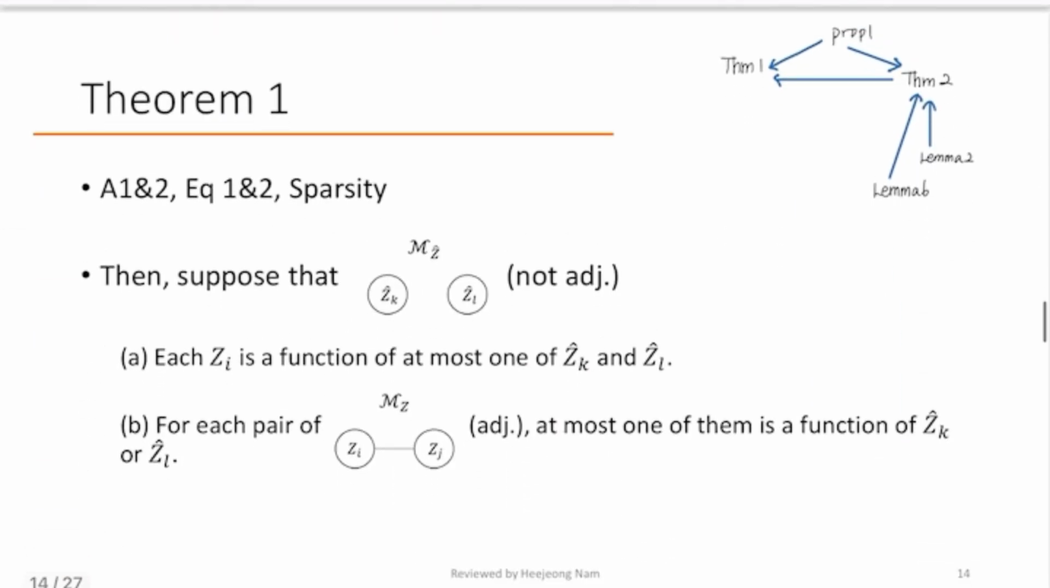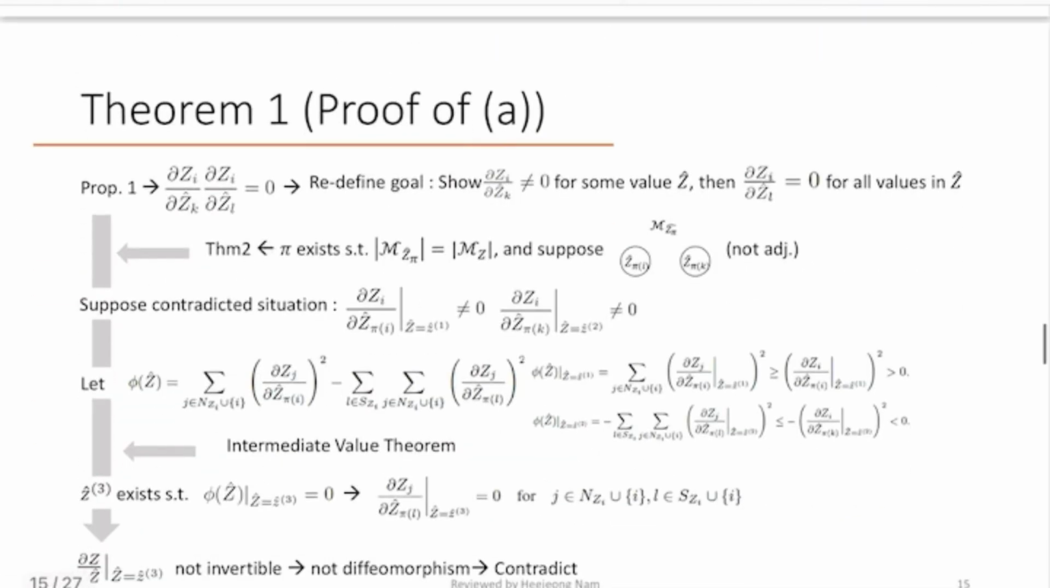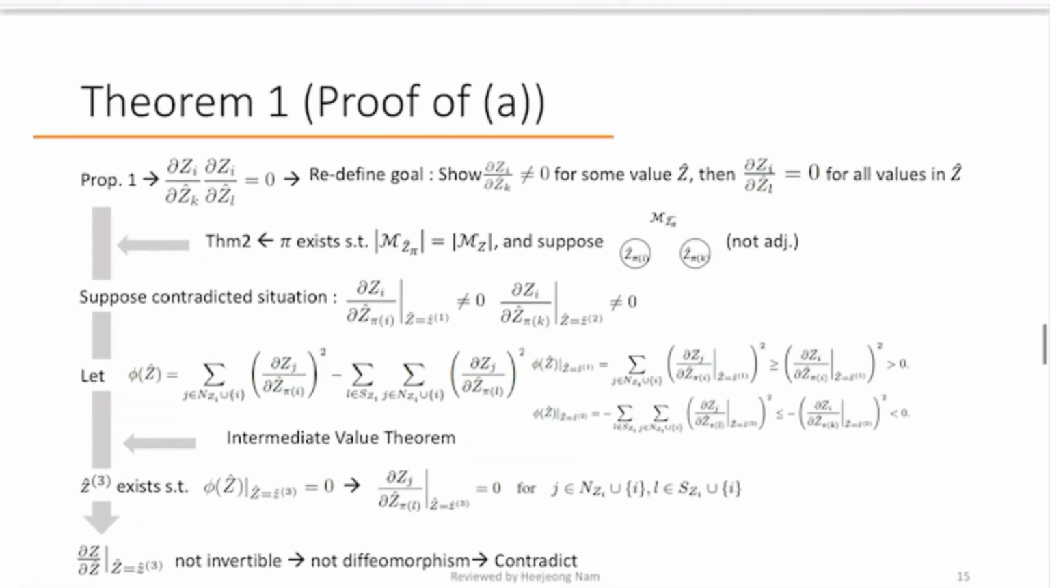And now let's move on to theorem 1. Theorem 1 also requires assumptions 1 and 2, and they follow equations 1 and 2, and it also assumes sparsity. Then, if we suppose that zk hat and zl hat are not adjacent, each zi is a function of at most one of zk hat and zl hat, and also for each pair of adjacent nodes in the true Markov network, at most one of them is a function of zk hat. The proof is a bit complicated, but let's see the proof sketch briefly.